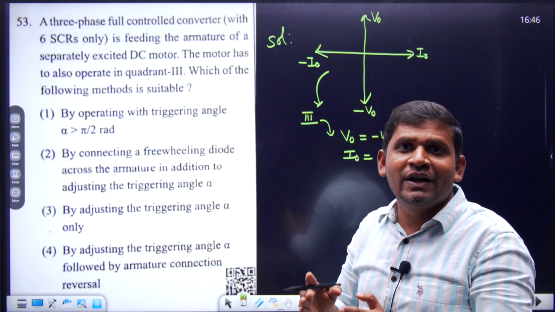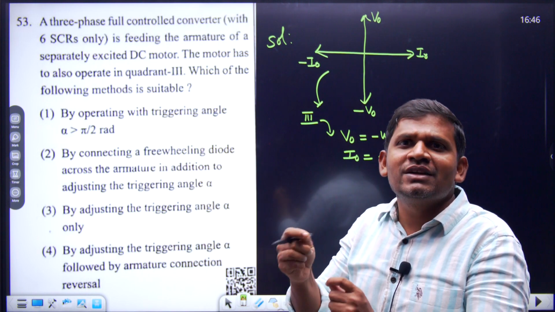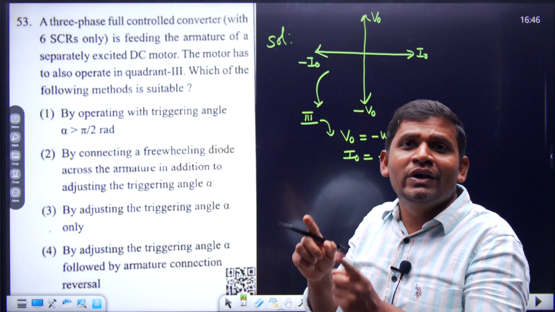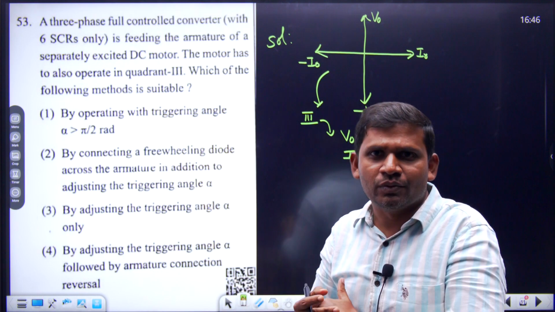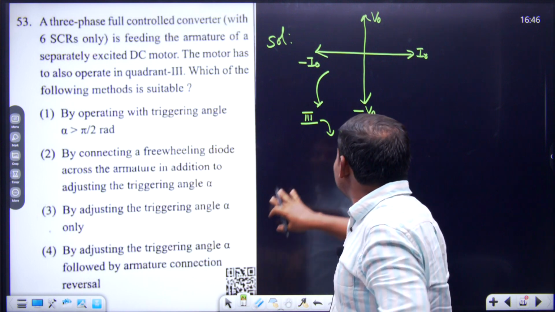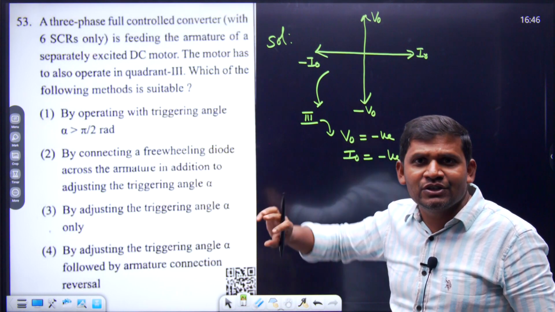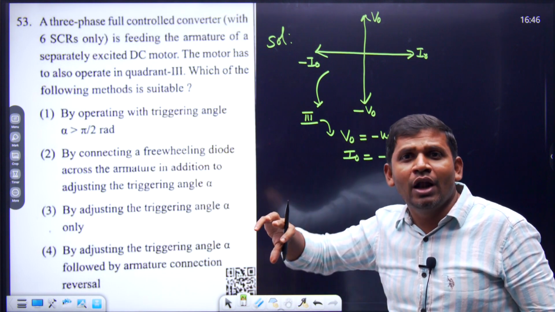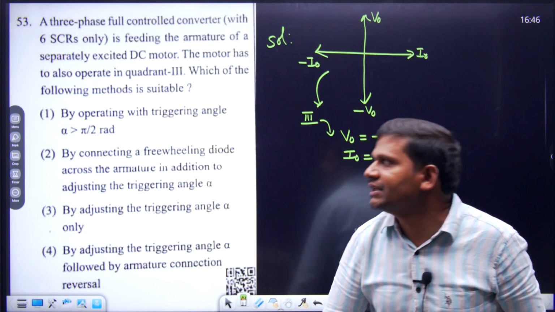This is the reason. We know that in three-phase rectifiers or single-phase rectifiers, you have to reverse the armature terminals. Then only can we operate in different quadrants, and get the current negative. To make the voltage negative and the current negative, not only alpha greater than 90 degrees, you also have to reverse the terminals, students. Then only current becomes negative. That point you have to concentrate.